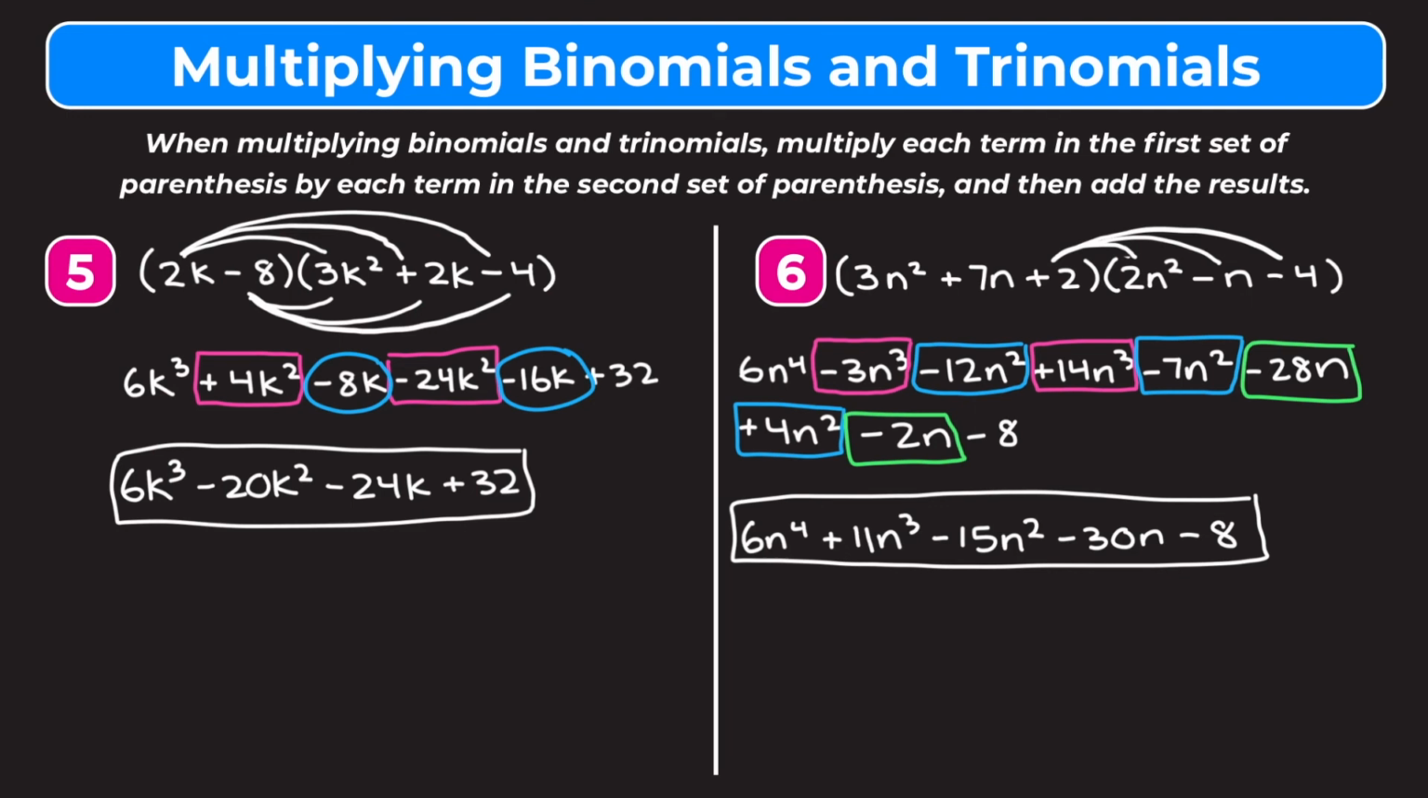So hopefully this video helped you guys learn how to multiply binomials and trinomials. You just need to remember that you have to multiply each term in the first set of parentheses by each term in the second set of parentheses, and then you need to combine the results by combining like terms.